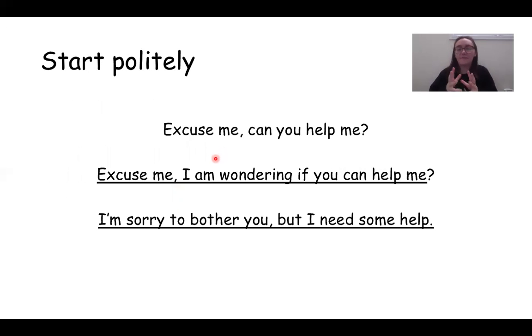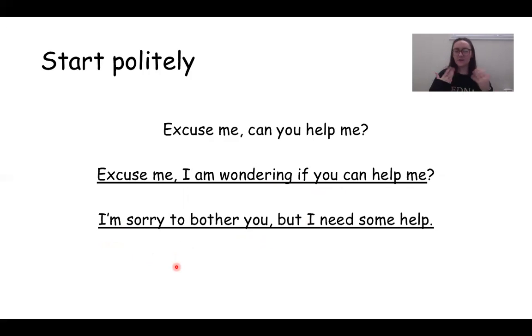Now I have some phrases that you can use when you're doing this. So the first one is, excuse me. So sometimes if you are walking into a store to return something or get a refund, but you don't really know where to go or you don't know who can help you, you want to stop somebody or go to a front desk and say, oh, excuse me, can you help me? Excuse me, I am wondering if you can help me. Or, I'm sorry to bother you. This is one that you can use a lot. Like, oh, I'm sorry to bother you, but I need some help.